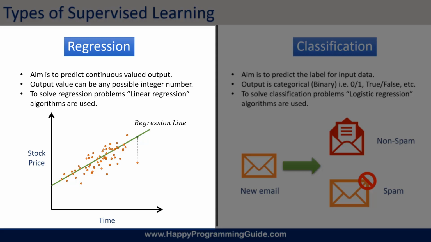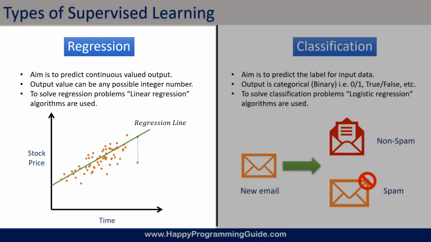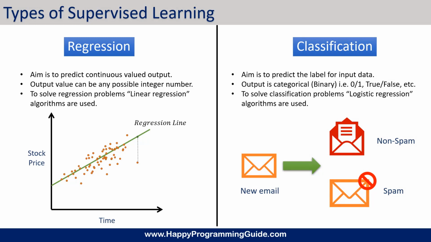The basic aim here in the regression type of supervised machine learning is to predict a value as close as possible to the actual output. The difference between predicted and actual value should be very small. That simply means our regression model is highly accurate. So the difference between regression and classification is that a regression algorithm predicts a continuous valued output, whereas a classification algorithm predicts a categorical or binary output.